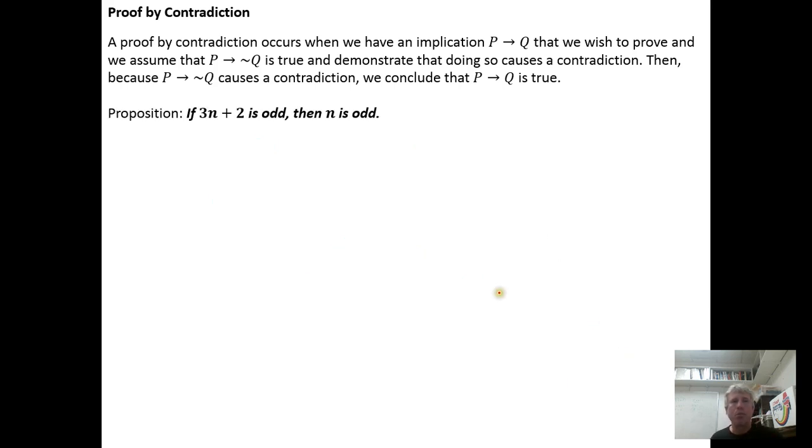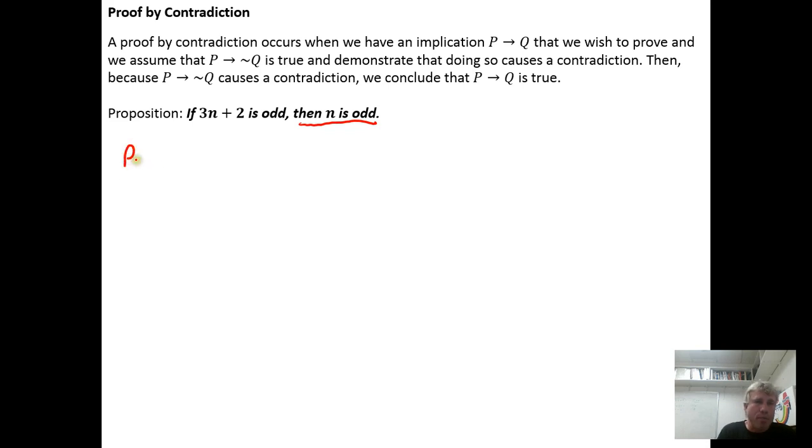So let's go ahead and do one. So here we have the proposition, if 3n plus 2 is odd, then n is odd. So to do a proof by contradiction, what we'll do is assume that 3n plus 2 is odd is a true statement, and we're going to assume that 3n plus 2 odd implies n is even, and show that that forces a contradiction to happen.